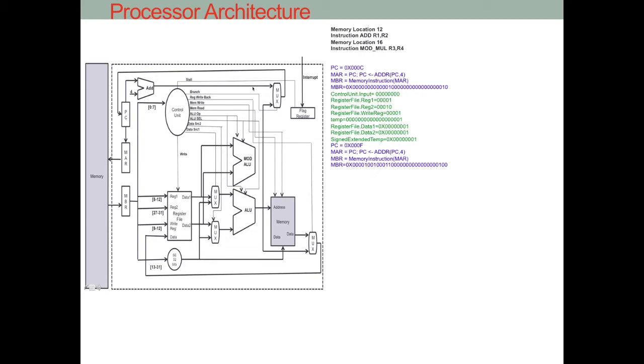In the decode stage of instruction 1, the control unit gets the input 00000000, which indicates register addressing mode, and that an addition operation needs to be performed. Bits 8 to 12 of MBR will be given to the register file for R1 and bits 27 to 31 to the register file for R2, and bits 13 to 31 will be given to the SE unit, that is the sign extend unit. The 32-bit data from data 1 and data 2 will be given to the execution unit.